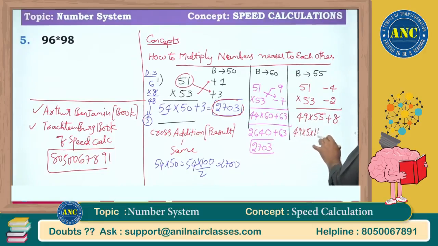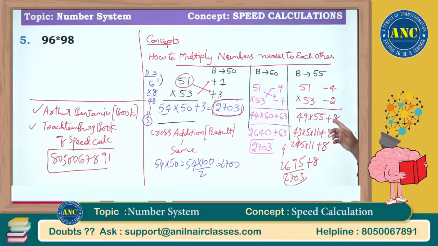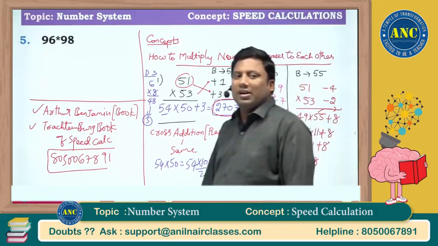49 into 5 into 11 plus 8. It is 245 into 11 plus 8. So these 11 fives are 55, 245 times 11 is 2695. 2695 plus 8 is 2703. If you observe here, the calculation is becoming a little difficult.